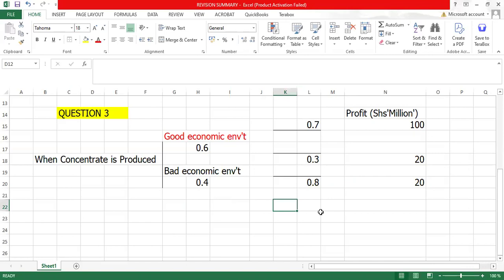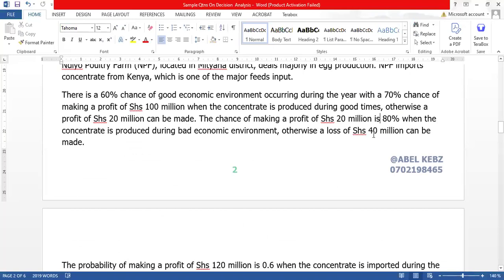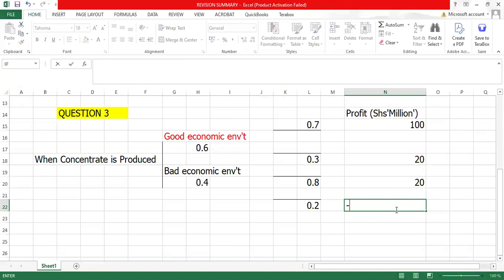But otherwise you can make a loss. At what chance? That is 0.2. The remaining percentage, here you have 80, so the remaining percentage is 0.2. And they are telling you that otherwise a loss of 40 million can be made. So this is not profit, it's a loss. So where you have the final outcome, you're going to put a negative 40 because it's a loss.